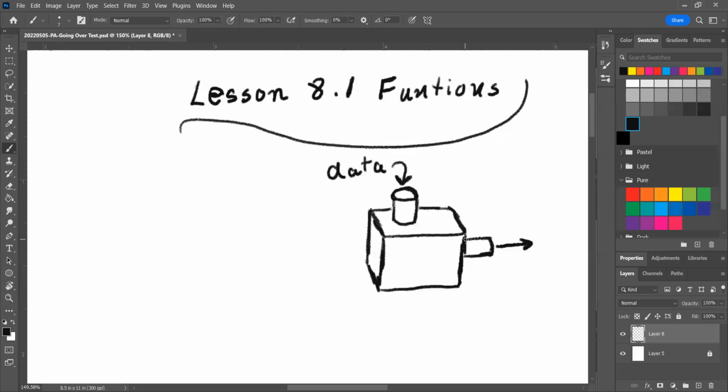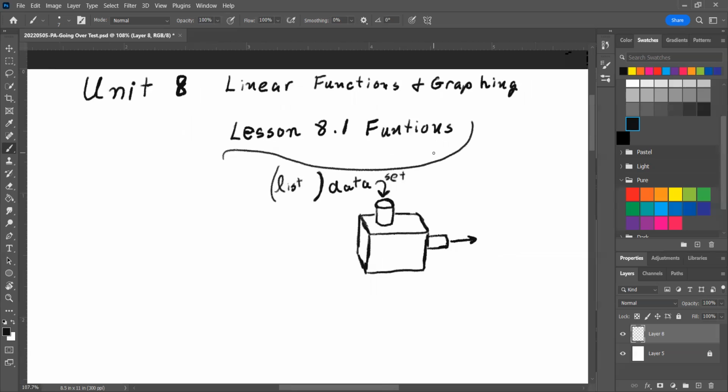What we're talking about in really generic terms is a list, right? A list of things, a list of numbers, typically, in math class. And then after we put it in, some sort of function happens. Something happens to that data set.